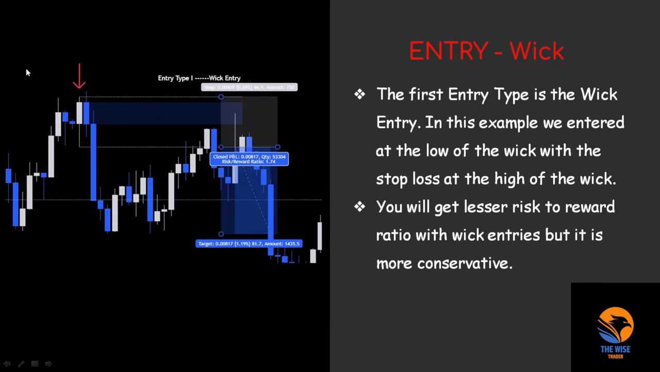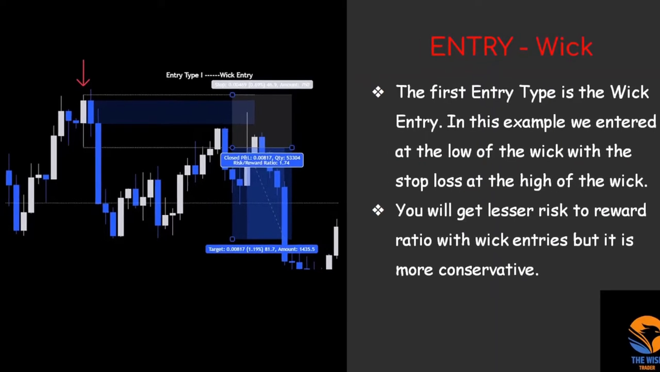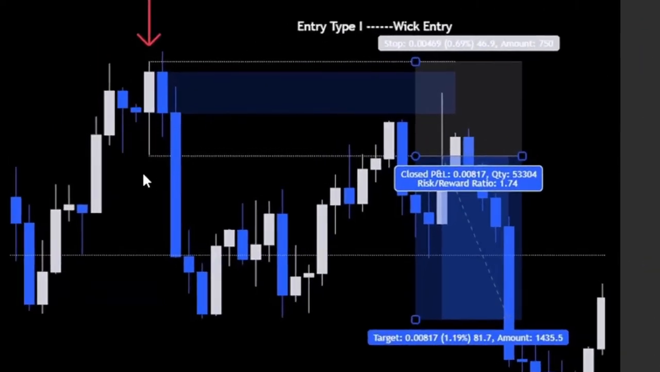Type 1 entry is the entry from the wick. In this example, we entered at the low of the wick with the stop loss at the high of the wick. So you can see here, this is the candle. After we identify our order block, we put the entry at the low. This is the safest entry actually. I will put the stop loss at the high of the wick, and as you can see, we get a very low risk to reward with this sort of entry, 1 to 1.7, which is extremely low. I don't trade this type of style, but I'm just explaining it in theory.